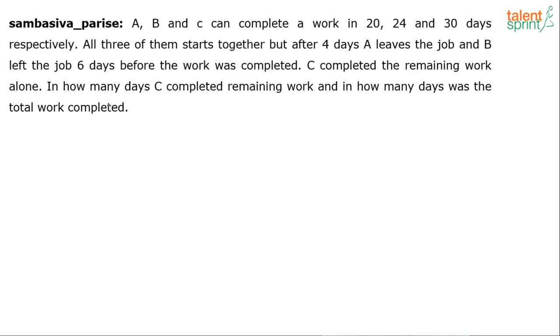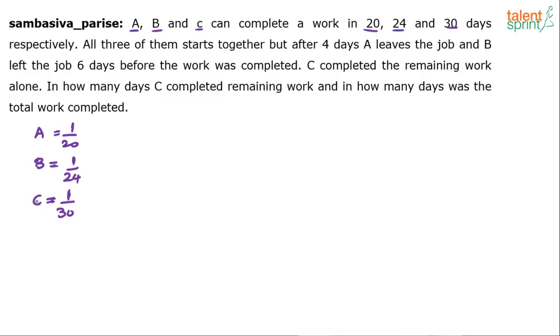It's a straight and simple question in my view. We know the time taken by each of these guys, right? A, B and C: 20, 24 and 30. So I can say A's capacity is 1 by 20, B's capacity is 1 by 24 and C's capacity is 1 by 30. You know what capacity is, right? Capacity is the amount of work done by a person in 1 day. So if A takes 20 days, the amount of work that he can do in 1 day is 1 by 20. Similarly, the amount of work that B can do in 1 day is 1 by 24 and the amount of work that C can do in 1 day is 1 by 30.